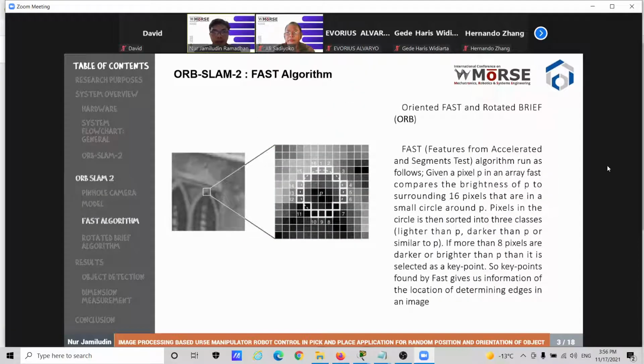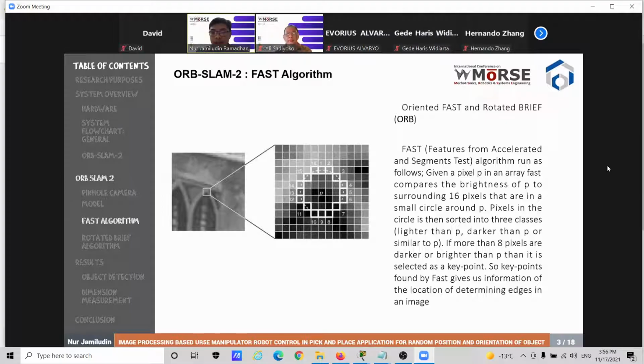This is the algorithm of FAST. Basically, ORB is an acronym of Oriented FAST and Rotated BRIEF. So we have two main algorithms. The first is Oriented FAST. FAST, the acronym of Features from Accelerated Segment Test, runs as follows.